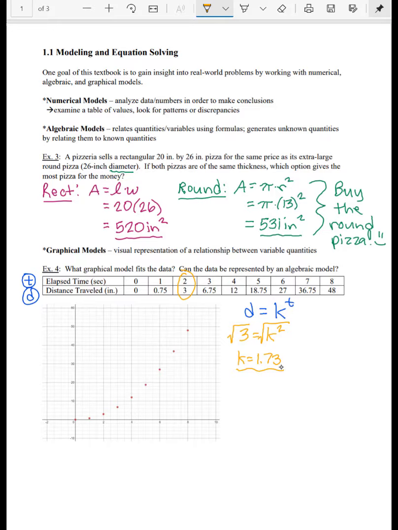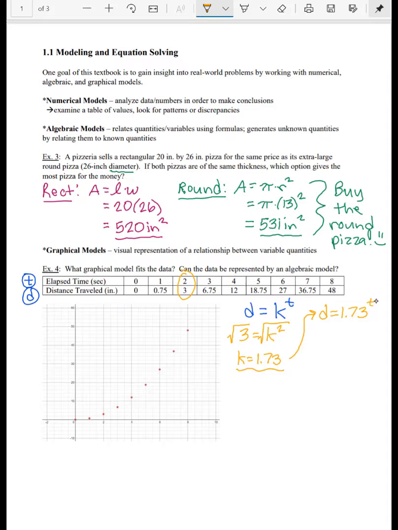So just taking one ordered pair and plugging it in to get your constant, which would then give you an algebraic model of d equals 1.73 to the t power, that's a good start, but you need to actually test it to see if it generates the rest of the points on this function, because if it doesn't, that's going to indicate this is not an exponential model.